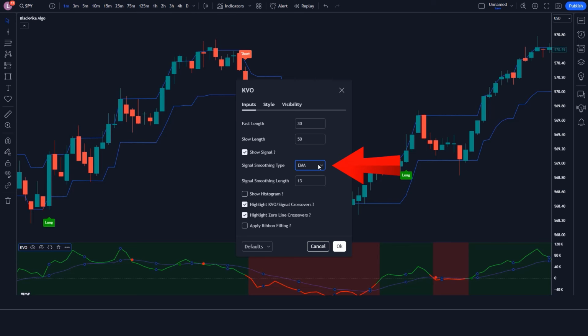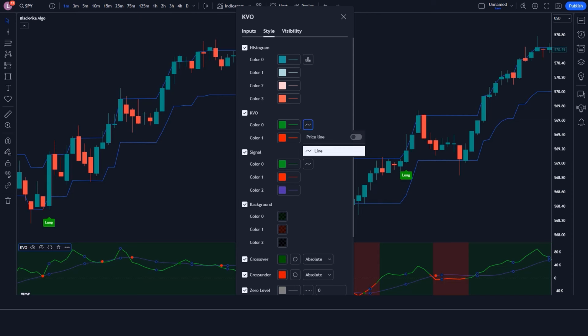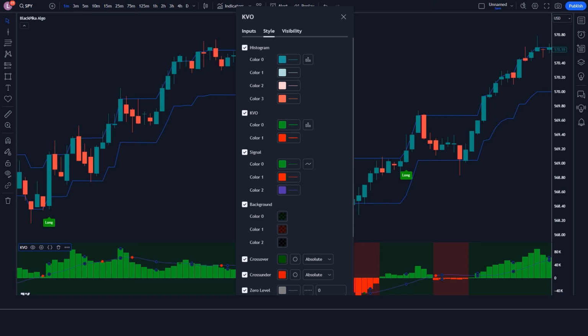We have to change this signal smoothing type option from EMA to SMA. We have to change this signal smoothing length option from 13 to 12. We have to change this KVO option from line to histogram. Now our setup is ready.